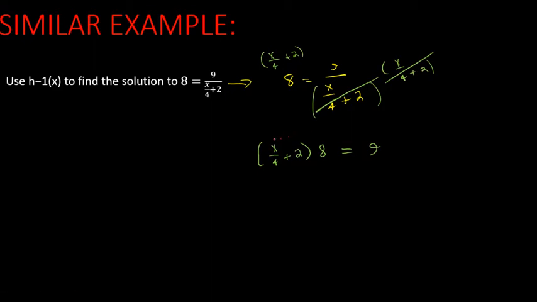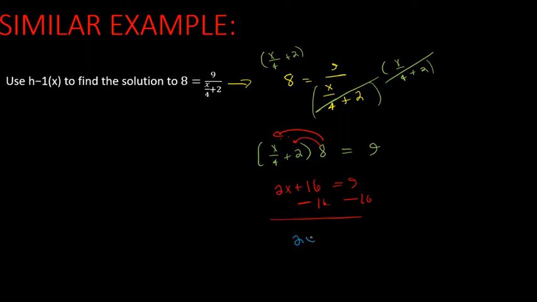From here, I am going to distribute the 8. So 8x over 4 would just be what? 8 divided by 4 is 2. So I get 2x. 8 times 2 is 16. So I've got 2x plus 16 equals 9. Did I do that correctly? Yes. And then I'm going to subtract 16 from both sides of the equation.